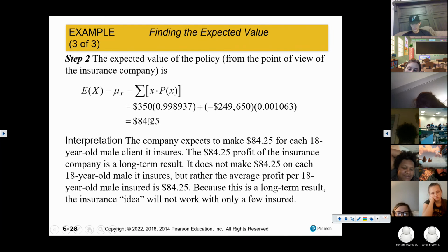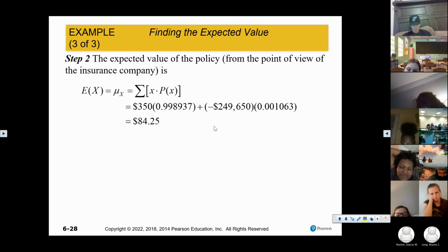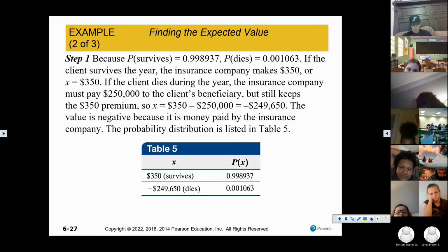And that's how you do that. If it's negative, that means it's a loss for the insurance company. Now, I got one question. What if the question said, instead of the insurance company, what if the question said the client? And what would be the change? There'd only be one little change. What's that? Good job.